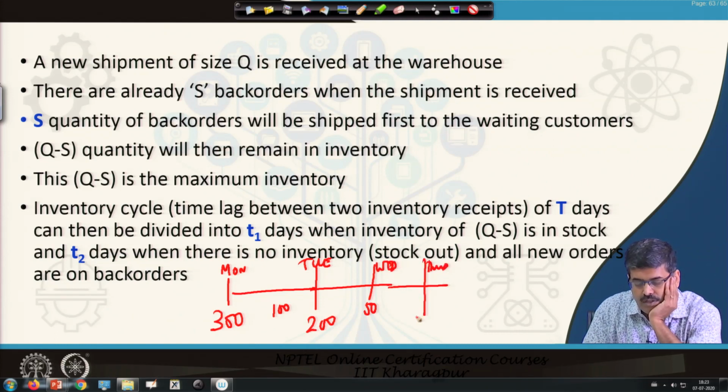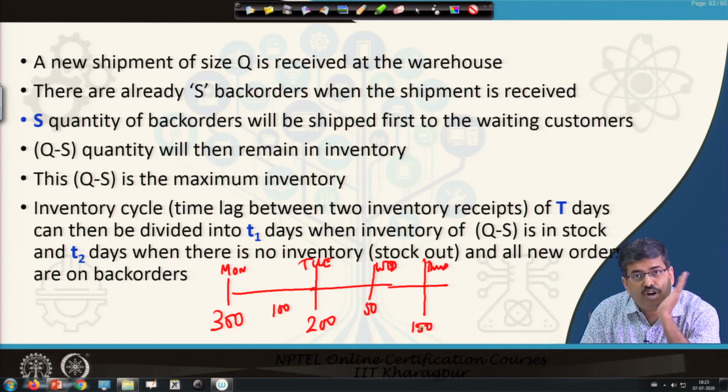Thursday. 150 units orders have come. So, they have gone. I had a stock of 200 units, 50 has gone, then again 150 has gone. Okay. So, all my stock is gone, 0 now.